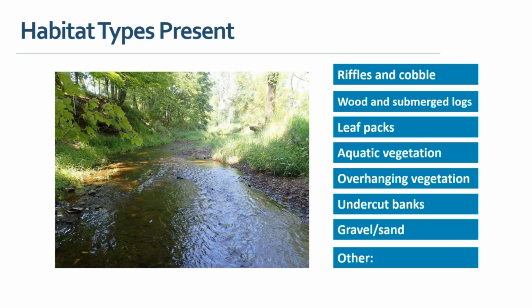And aquatic vegetation is vegetation that's in the water, and I'll be showing some pictures of those in later slides. But we're not talking about vegetation that's growing on an island or on the stream banks. We're talking about what's in the stream. Is there overhanging vegetation that's actually hanging down into the water? Are there undercut banks, gravel, sand, or other?